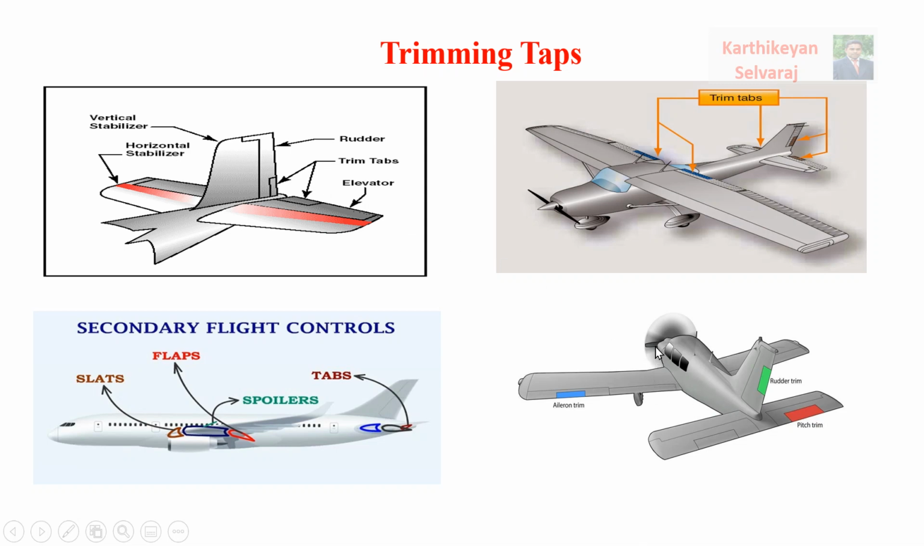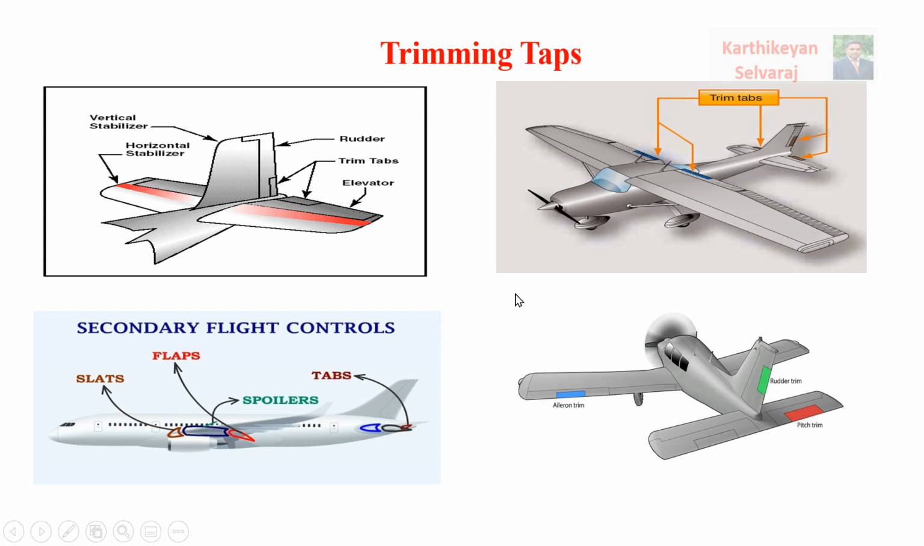What is the purpose of the trimming tab? For example, we want to make a small change in angle of attack or a small change in direction. At that time we don't want to change the whole surface. I don't want to move the total surface of the elevator or the total surface of the rudder. I want to make only small changes, and at that time you can use the trimming tab. Similarly, when I want to produce anti-aerodynamic forces, we can also use the trimming tab.